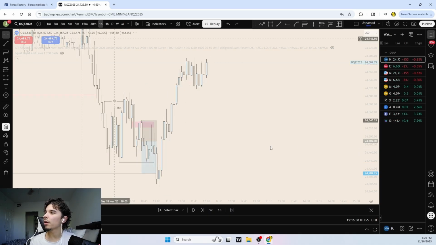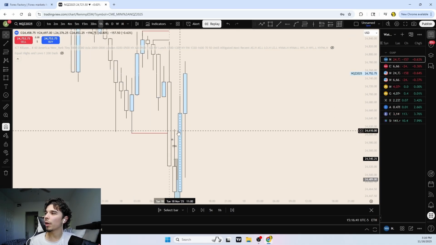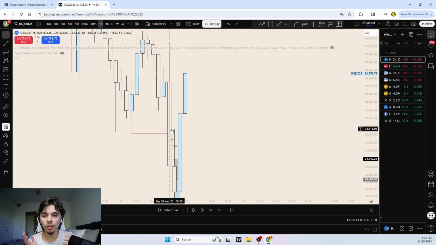Well, we left an unfilled hourly fair value gap right here as well. So we could use that as a target if we did miss the first trade.